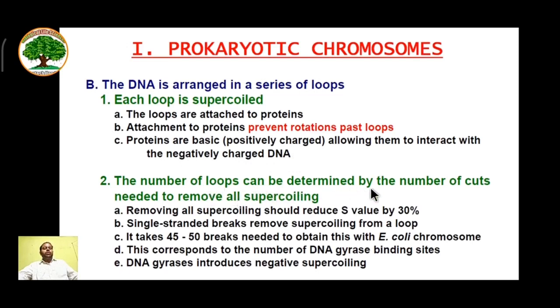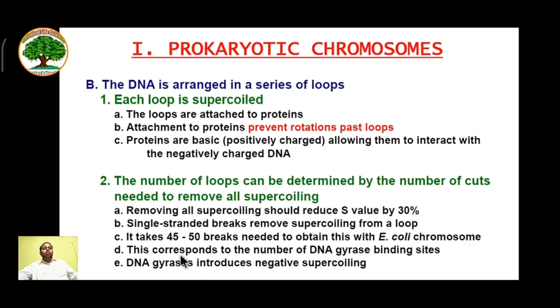The number of loops can be determined by the number of cuts needed to remove all supercoiling. Removing all supercoiling should reduce the S value by 30%. Single-stranded breaks remove the supercoiling from a loop. It takes 45 to 50 breaks to obtain this with the E. coli chromosome. This corresponds to the number of DNA gyrase binding sites.